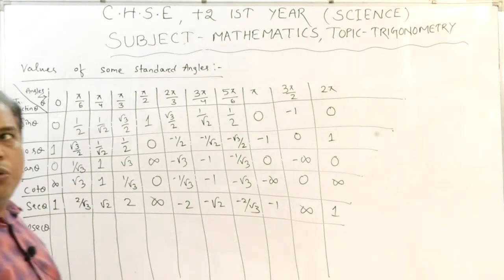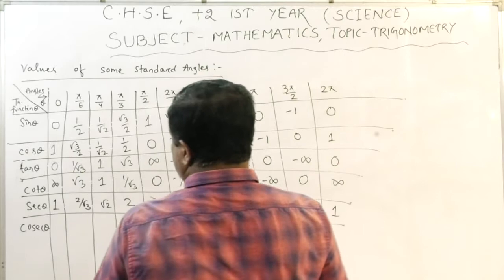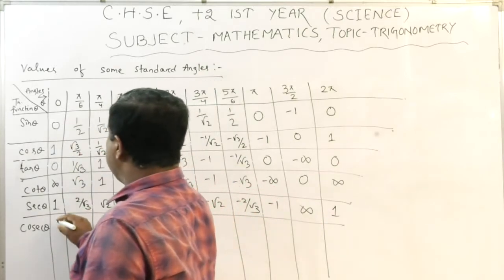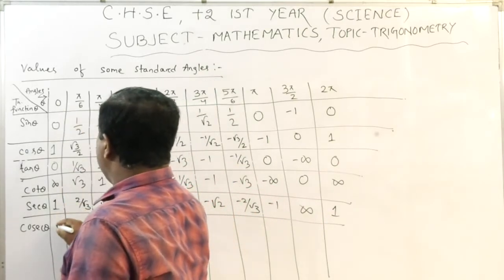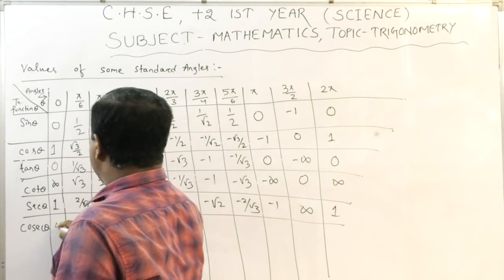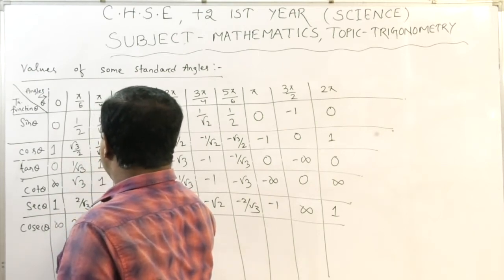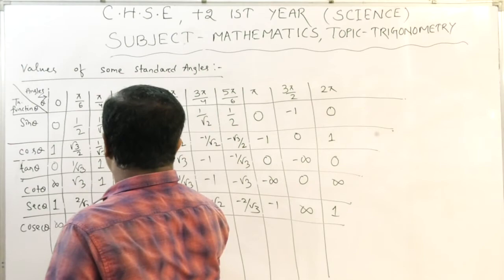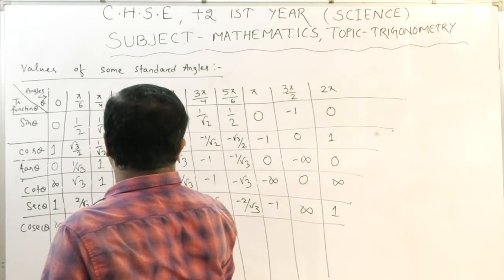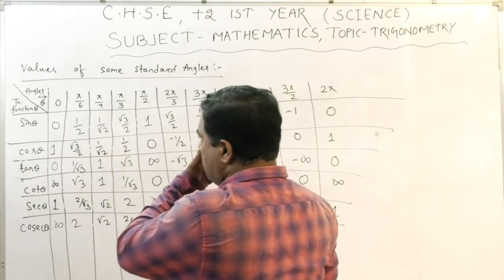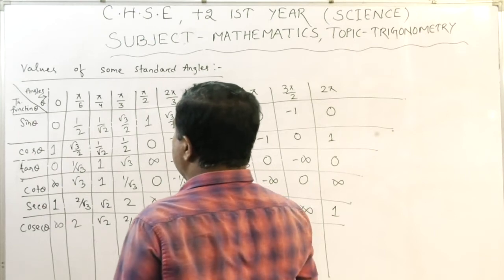Okay, dear students, so we will move to the cosec function. You see it is 0 here, so cosec 0, it is what? It is infinite. It is 2. It is root 2. It is 2 upon root 3. It is 1, and it is your what?